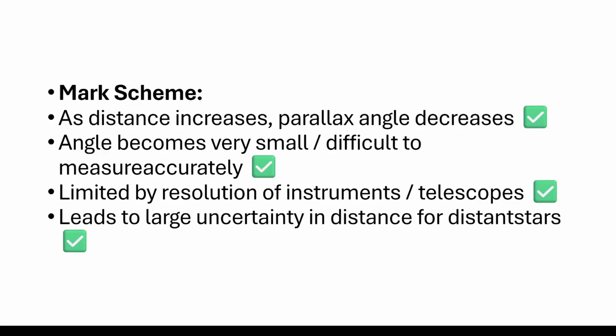If the angle becomes very small, it's difficult to measure it accurately. We do not have such precise instruments; it is limited by the resolution of telescopes or instruments, which leads to uncertainty in distance for distant stars. So for a 4-mark answer, you would be writing all of that. If it is 1 mark, you can just write the angle is very small. If it's 2 marks, then you can just add that the resolution is limited.